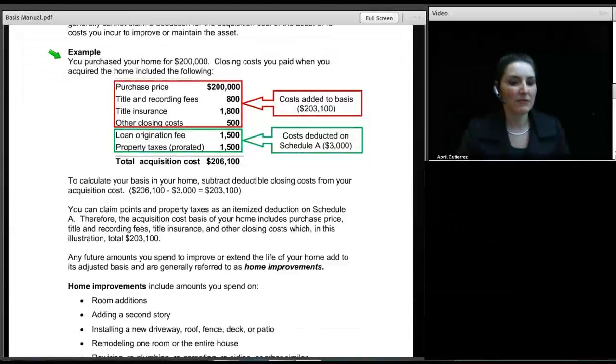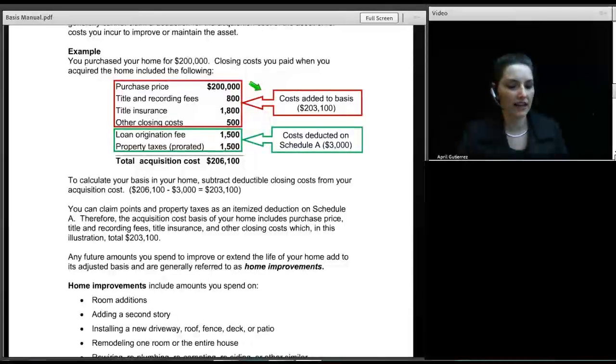Now here's an example of how we figure basis when we purchase a house. You purchased your home for $200,000. The closing costs that you paid when you acquired the home include the following. There was the purchase price at $200,000, and you paid title and recording fees, title insurance, and a variety of other closing costs that totaled $500. You add up each of these items and add them together, and you get your cost basis in that house.